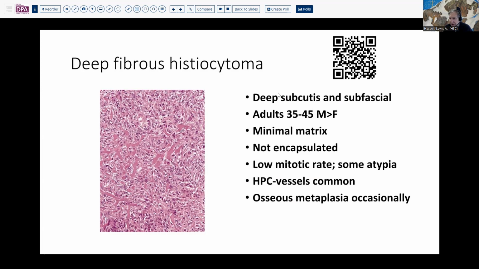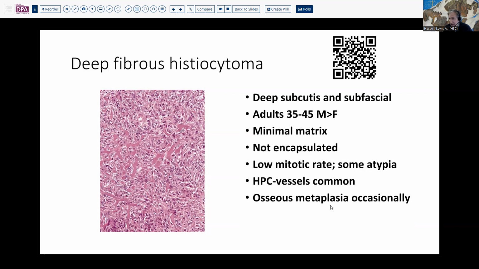This lesion is a deep lesion, but can also be subfascial or subcutaneous. Adults, usually a few more males than females. There's generally very little matrix in these lesions, but there can occasionally be a more dense osteoid-like matrix, as you see here.